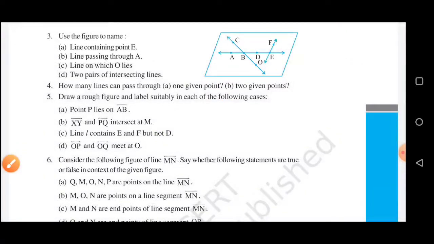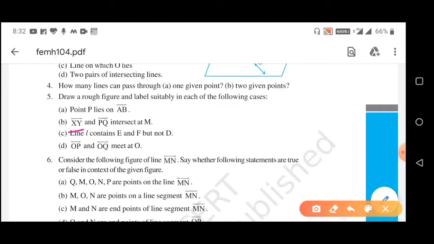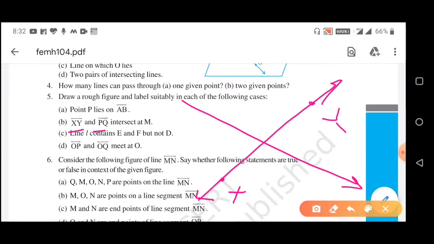Question number B, line XY and line PQ intersect at M. So, I am drawing line XY like this, here somewhere X, here somewhere Y, and PQ like this, here somewhere P, here somewhere we have Q. Intersect at M means this intersecting point will be M.